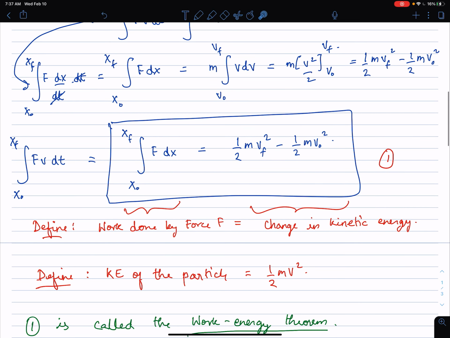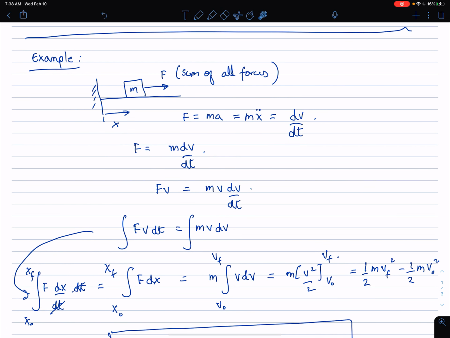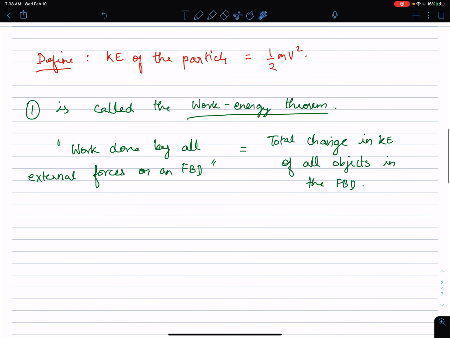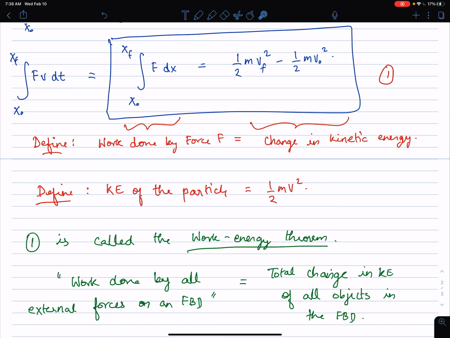So even though we derived this equation in one dimension with this very simple context of the mass going in 1D and you have a simple force and so on, it turns out that this principle called the work energy theorem is generally true in 2D, in 3D, and it's true whether you have a single object or a single particle, or if you have a more complicated free body diagram with multiple particles, etc. So you can have many objects, and the total work done by all the external forces on a free body diagram, on a system of particles, is equal to the total change in kinetic energy of all the objects in the free body diagram. So that's called the work energy principle. Okay. So we will use that.